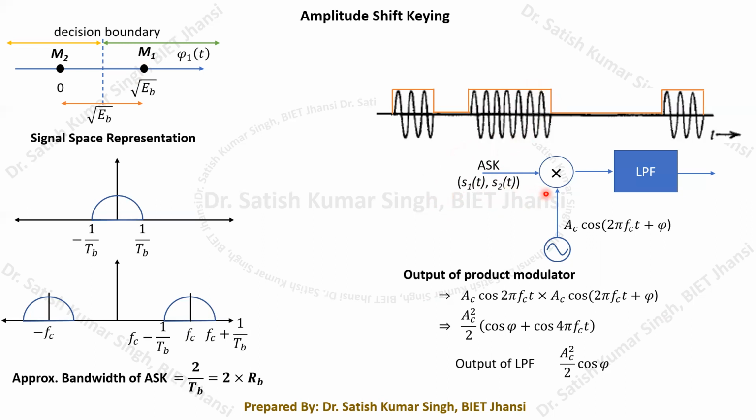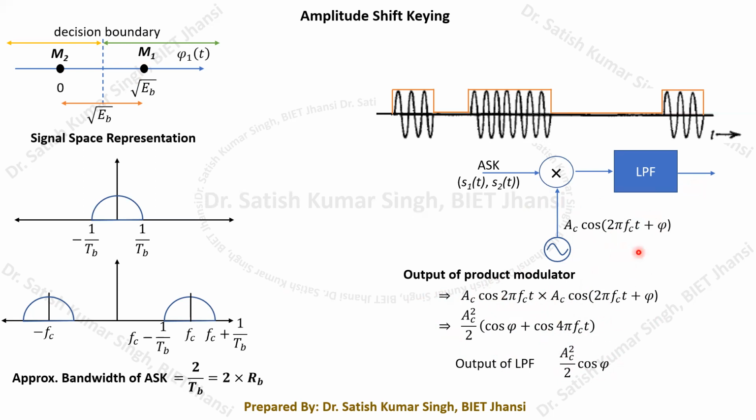As we know, to do synchronous or coherent demodulation, we need to multiply by the same carrier again, and then pass it through the low pass filter. We multiply by Ac cos(2π fc t + φ), and the output of the product modulator will be the product of these two, giving Ac² [cos φ + cos(4π fc t)]. Because it is a low pass filter, it filters out the high frequency component, and the output of the low pass filter is Ac²/2 cos φ.